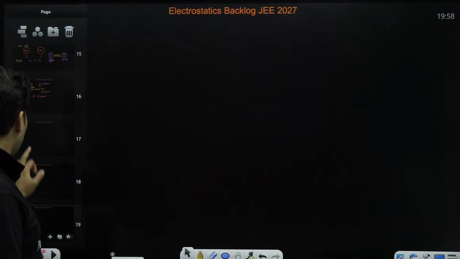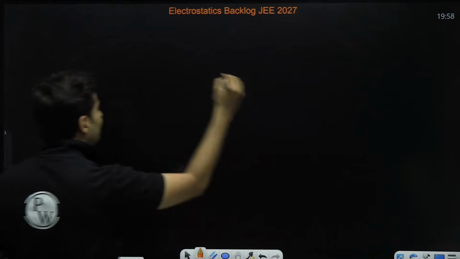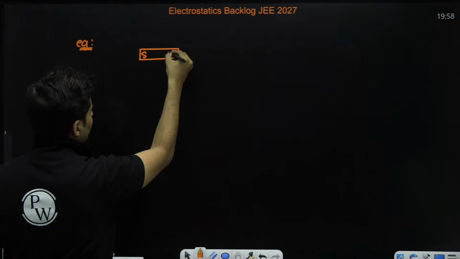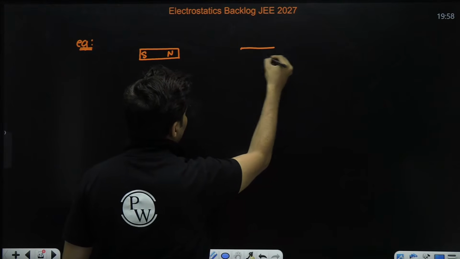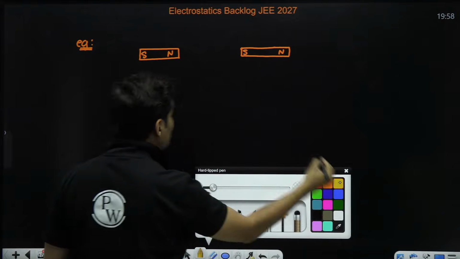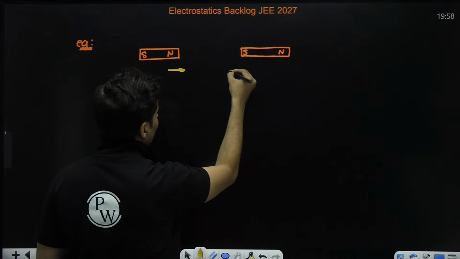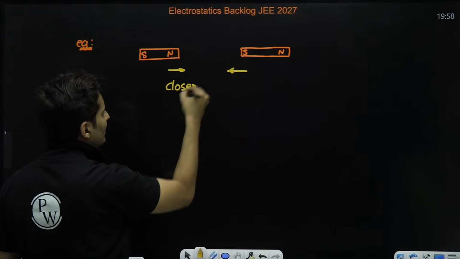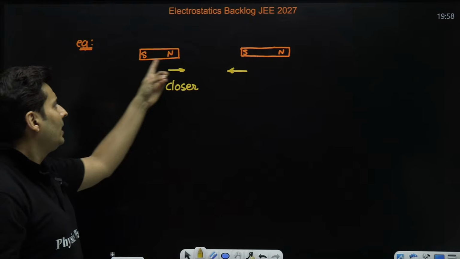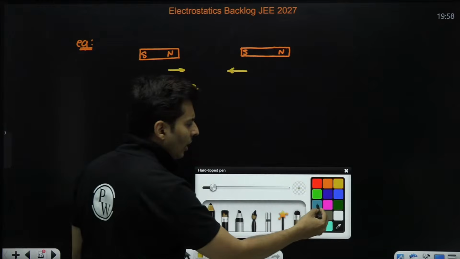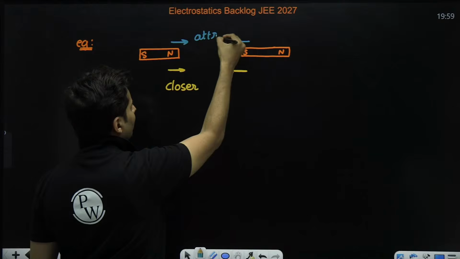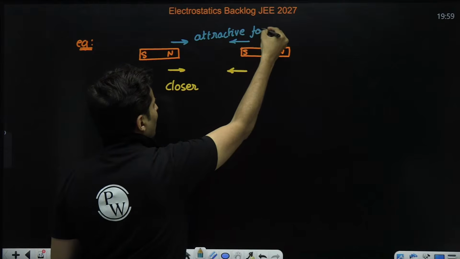Similarly, forget about charges, even magnetism we can discuss now. Imagine this is South Pole, this is North Pole, and this is South Pole, this is also North Pole. Imagine now these two magnets, I'm bringing them closer to each other. What do you think will happen to their potential energy of magnetism? Well, the North Pole is closer to the South Pole. We know opposite poles will attract. So now there is definitely an attractive force between them.